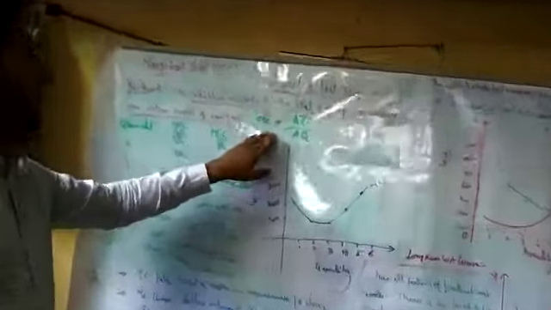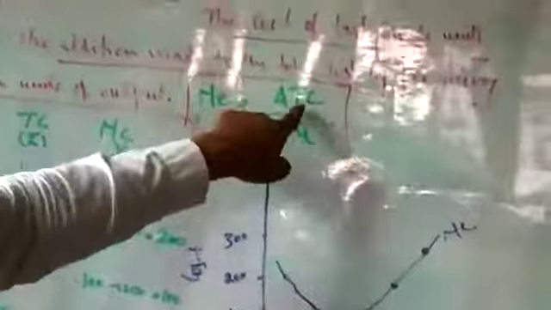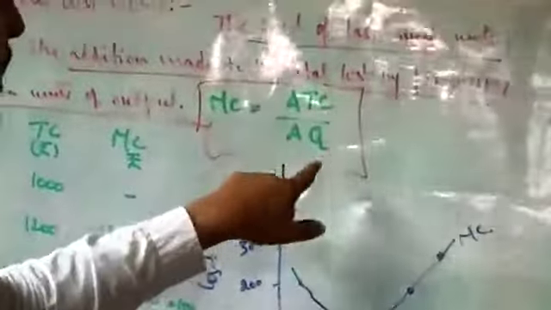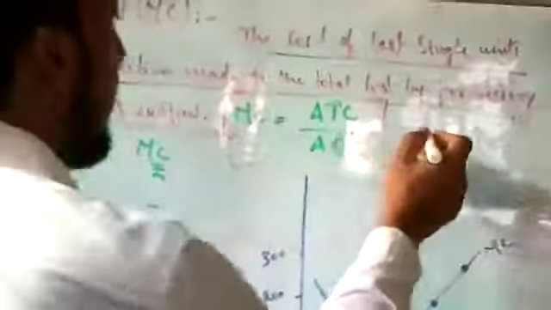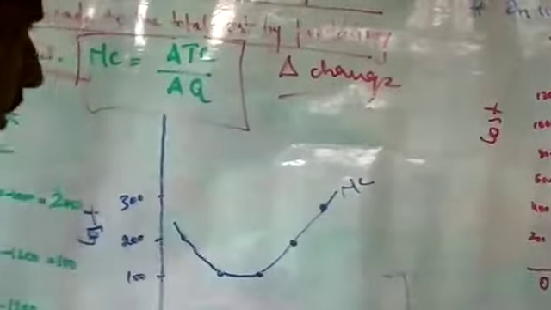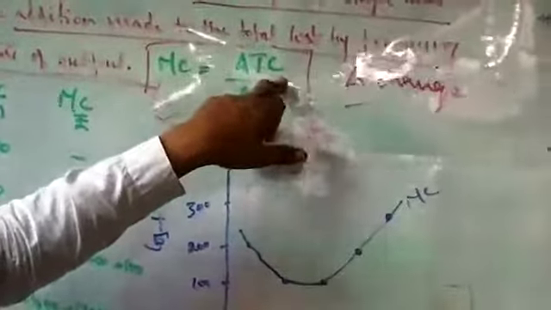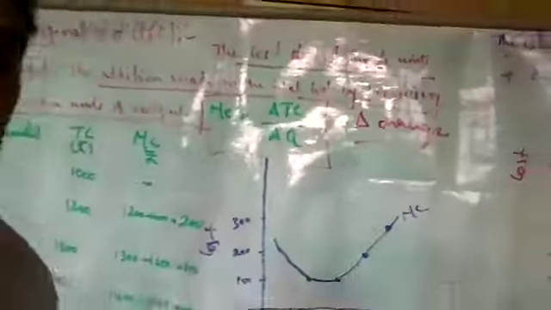You can identify it with the help of a formula. MC is equal to change in total cost divided by change in quantity. Okay, this represents change. So MC, marginal cost, is equal to change in total cost divided by change in quantity.